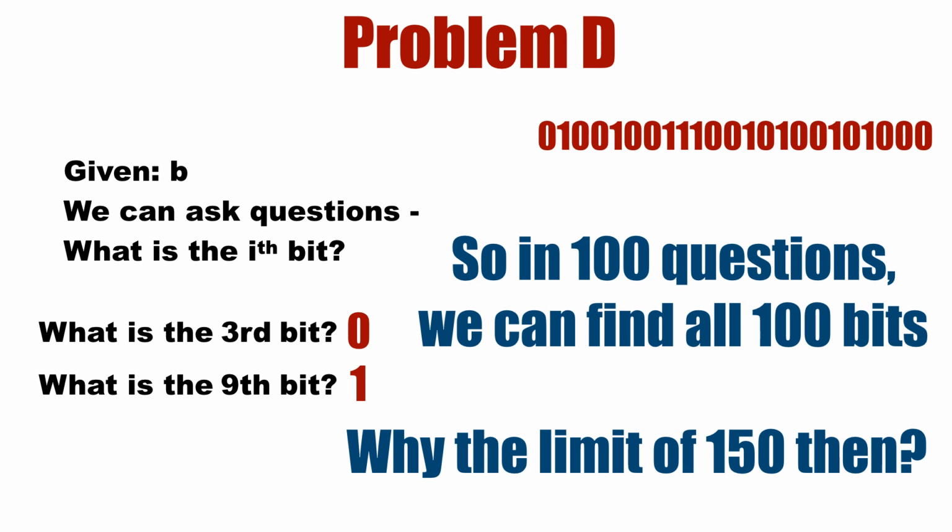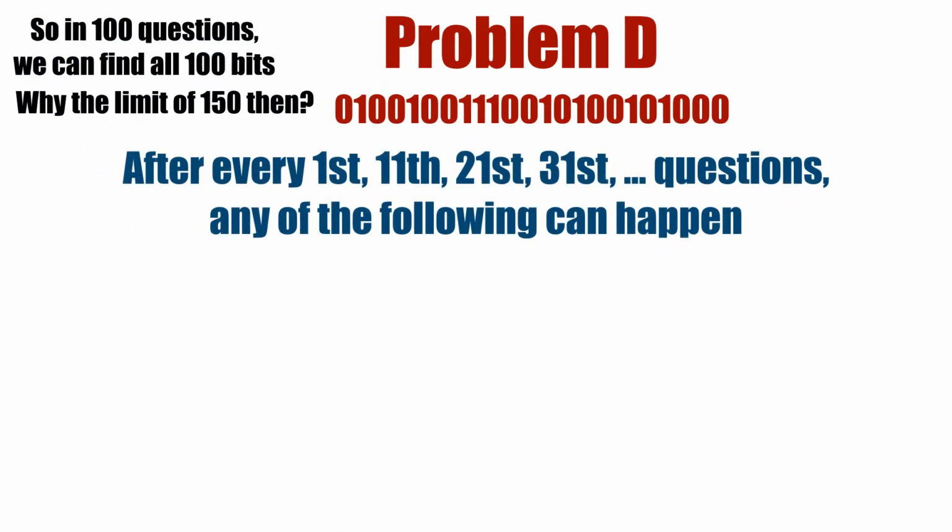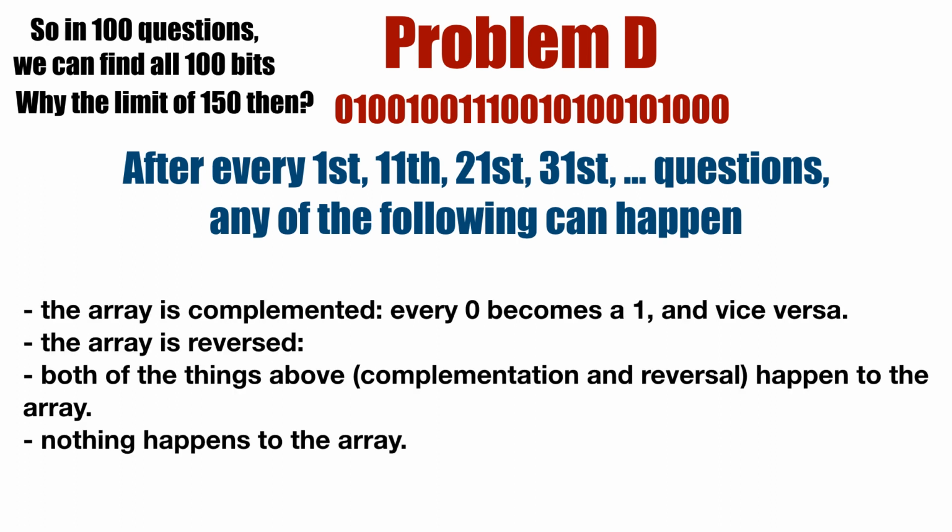The thing is, the question is not that straightforward. Here is one more twist. After every 1st, 11th, 21st, 31st question, and so on, the original array will be transformed in one of the following ways. The array can be complemented, which means every 0 becomes a 1, or vice versa, or the array can be reversed, or both of the things can happen. Basically it can be complemented first and then reversed, or reversed first and complemented then. Order doesn't matter, but both of the operations can also happen. And the fourth choice is that nothing will happen to the array.